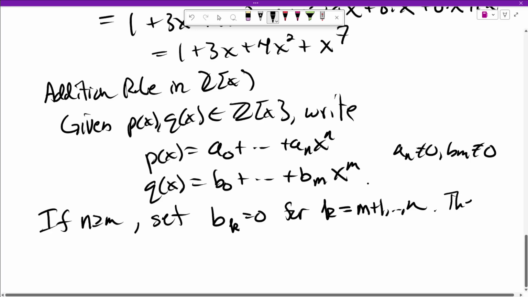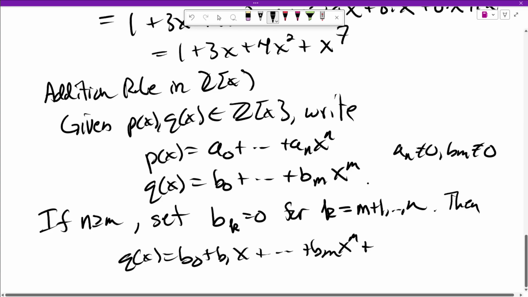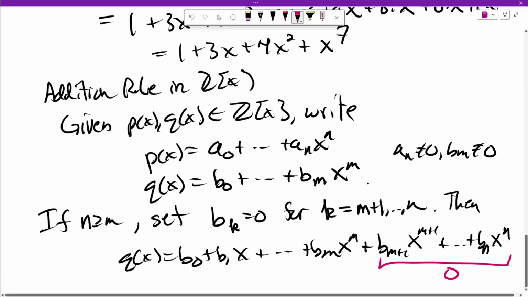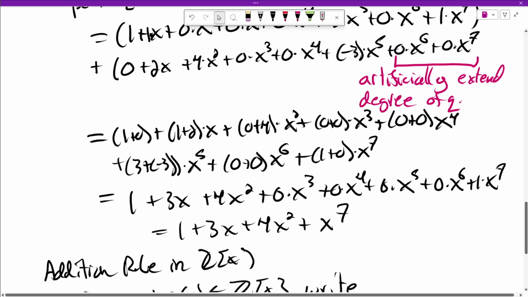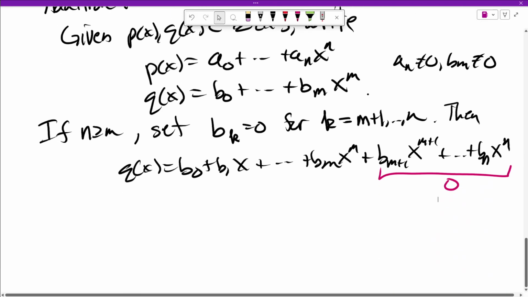Okay, then we can think about q as being b0 plus b1x all the way up to bm x to the m. And then we're going to get further terms now, and these further terms that we're adding on are 0. This whole expression here is a 0. To mimic, again, what happened in this example, to really properly add, we had to artificially extend by 0. And so that's what we're doing. We're going to artificially extend by 0.